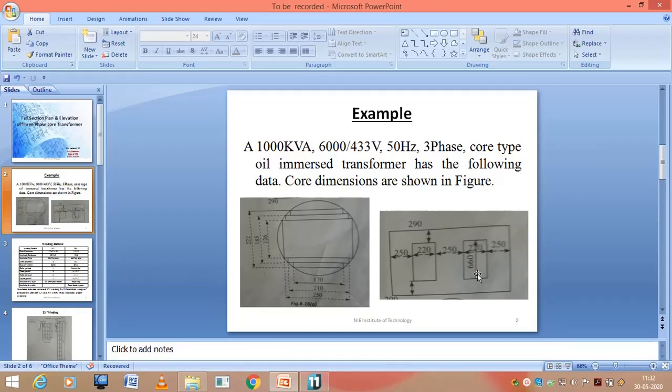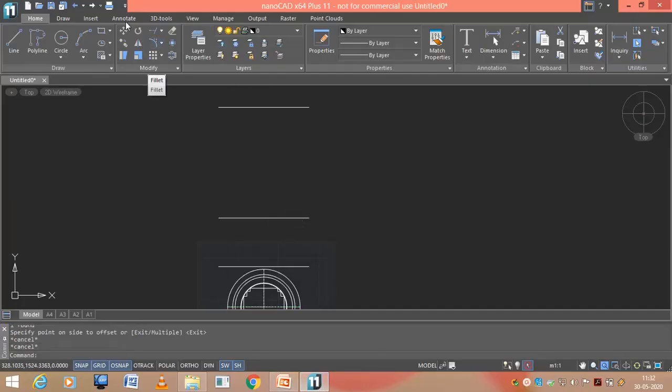The height of the winding is 576 mm, right? You should have an insulation between the core and the LV winding. So the height of the window is 660 minus the height of the winding, 576. The difference will be 84. We should have insulation at the top as well as at the bottom. Therefore 84 divided by 2, the thickness of the insulation is 42 mm. So let us go for an offset of 42, and it should be located above this bottom yoke and below this upper yoke, right?